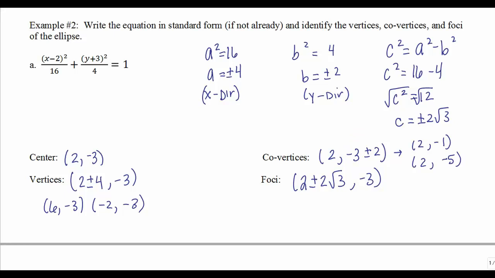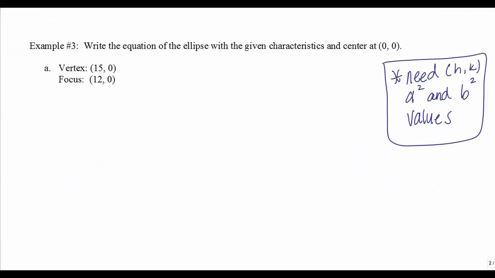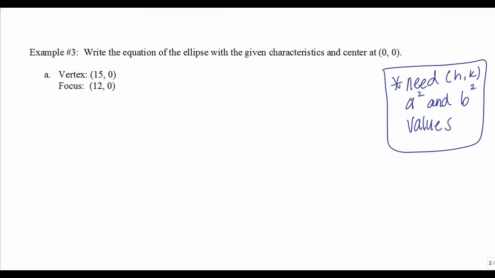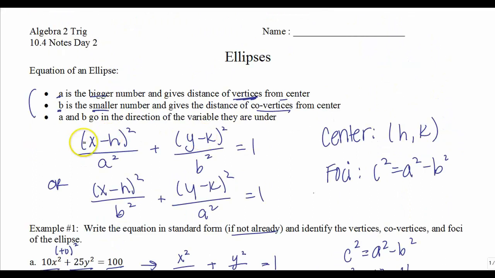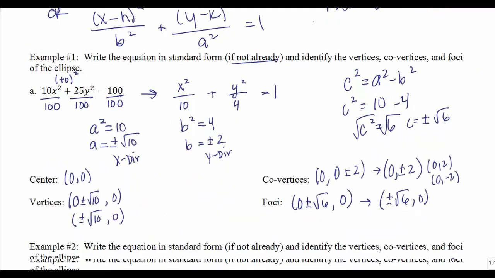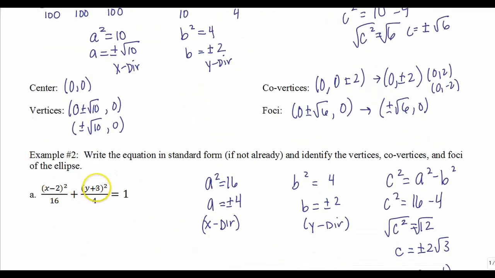All right, so the other type of problem you're going to see is: write the equation of the ellipse given the characteristics and center. In order to write an equation, you need h, k, which is the center, and a squared and b squared values, right? Because if you look back at the equation, my variables, I always have x and y. We're never going to fill those in, but I need h, k, a squared, and b squared to make this an equation. Kind of like another example here. In example 2, I have h, k, a squared, b squared. So I need all that information.